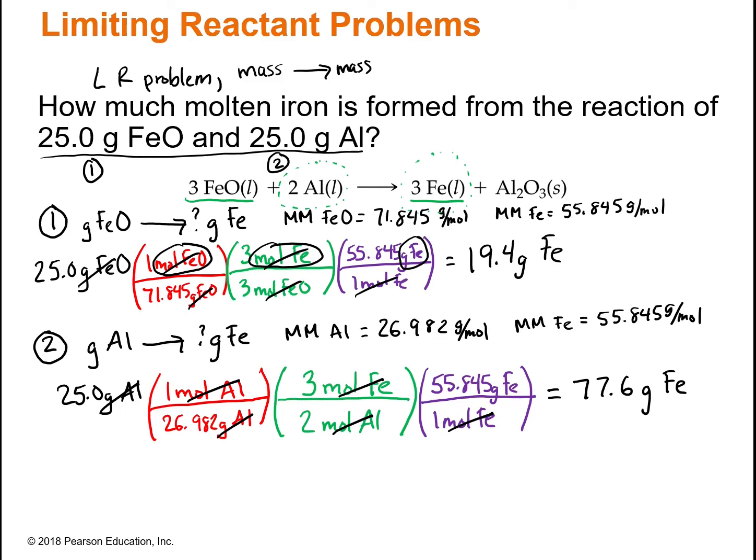Now that we've figured out how much iron we can make in both of these scenarios, we need to look at them and go back to reality because we're combining these two. So we're either going to make 19.4 grams of iron or 77.6 grams of iron. You're going to choose the one that makes the least amount of product. And in my book, 19.4 is much less than 77.6. If somebody gave you $20 when they promised you 80, there'd be a difference, right? So 19.4 grams, definitely smaller. That's how much of the molten iron we're going to produce.